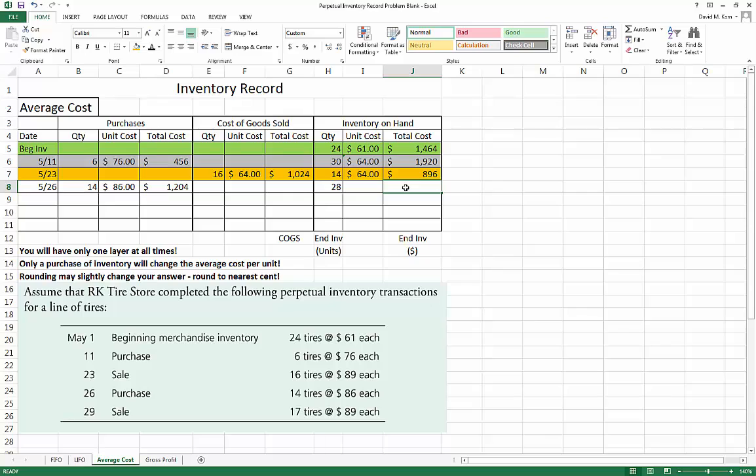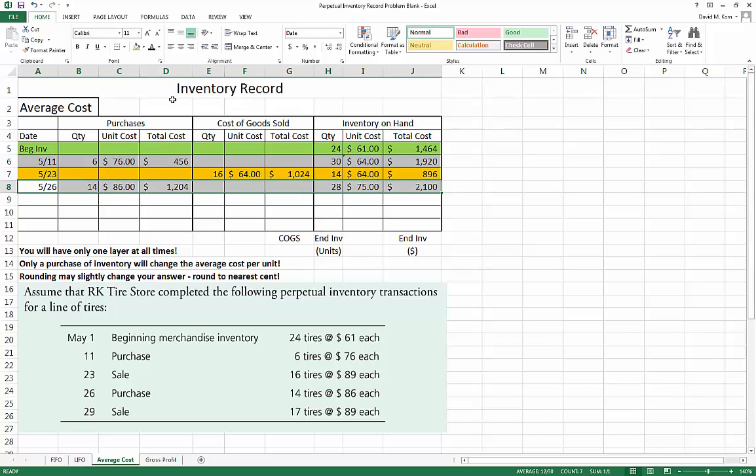I got to do 896 plus 1204, and I get $2,100. And then to get my new average cost per unit, $2,100 divided by 28 units, and I get 75. Let's make that a dollar sign there. Okay, so now we have 75. Let's do our test. 64 was the low range, 86 was the high, $75 falls between those two numbers there.